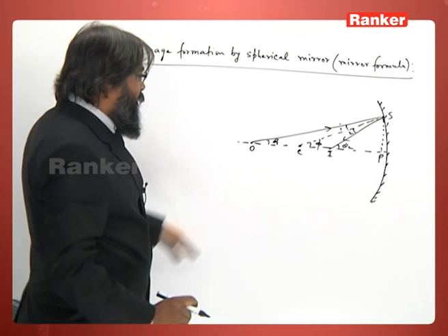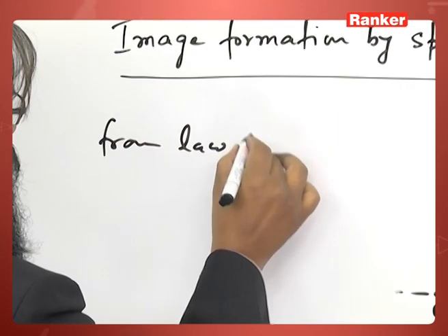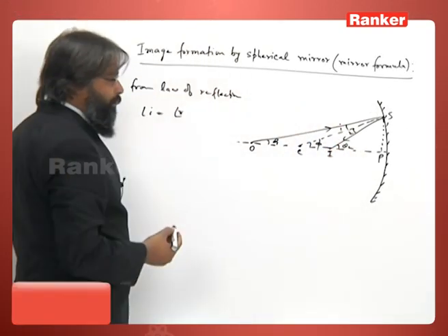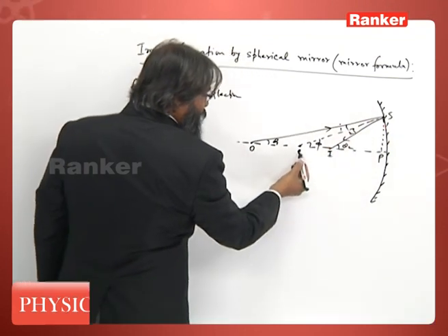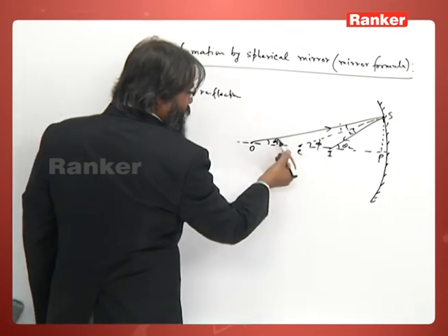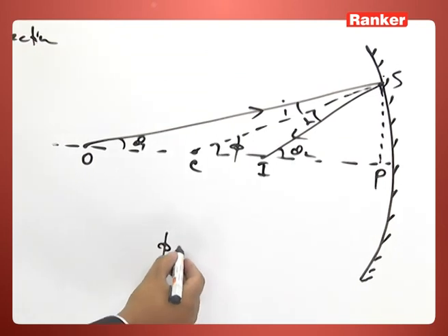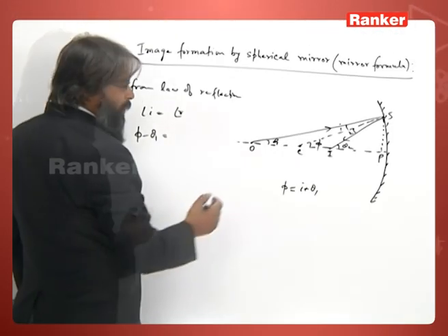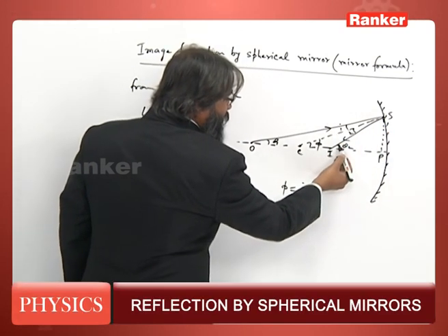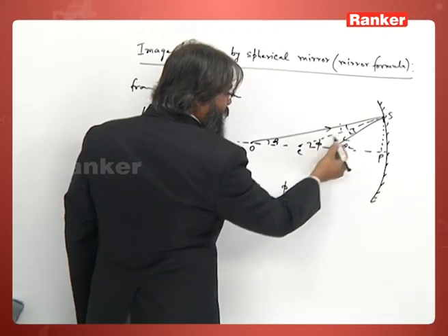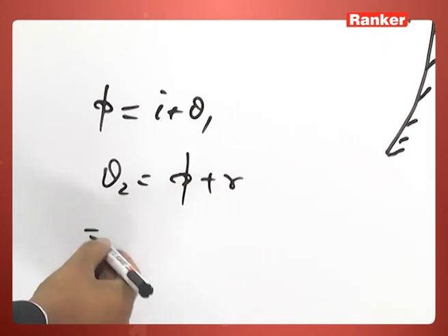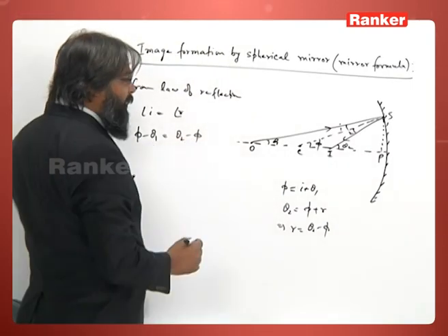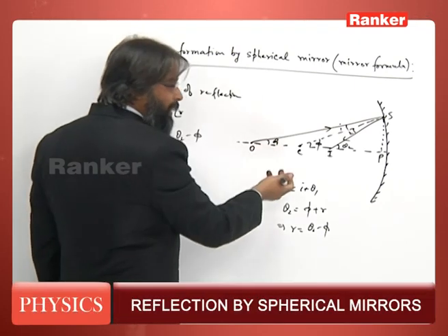Now, you see here, from the law of reflection, angle I is equal to angle R. This is I and this is R. Now, in this triangle SOC, phi is the external angle, which is the sum of theta 1 and I. So, phi is the sum of I plus theta 1. So, I can be written as phi minus theta 1. Now, in this triangle SCI, theta 2 is the external angle, which can be written as phi plus R. This implies we can write R as theta 2 minus phi. These are small angles, paraxial angles. Paraxial rays form paraxial angles, which are very small.